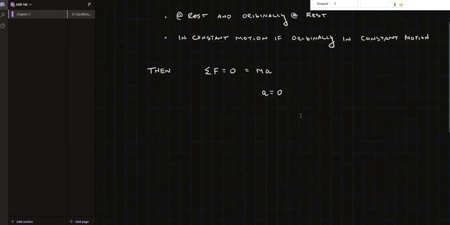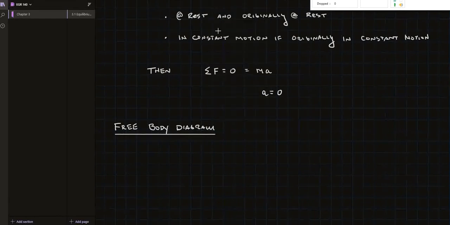Okay, so let's talk about something that we want to use a lot as a good tool to help us see what's going on, something called a free body diagram. Now, you'll probably include a free body diagram in every problem you work on from this point on in this class. Let's set something up here.